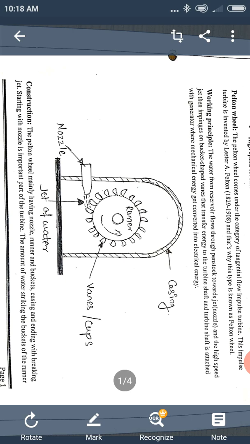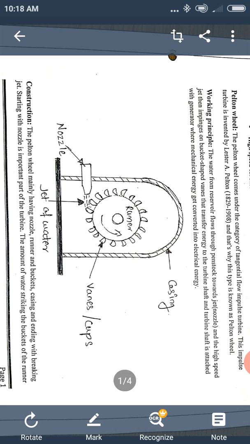Here are the main parts of the Pelton wheel: a nozzle through which the jet comes out, then the runner, and at the outside periphery the buckets are fixed. These are called vanes or buckets, and the complete runner is enclosed by the casing. Construction: the Pelton wheel mainly has a nozzle, runner and buckets, casing, and ending with the braking jet.